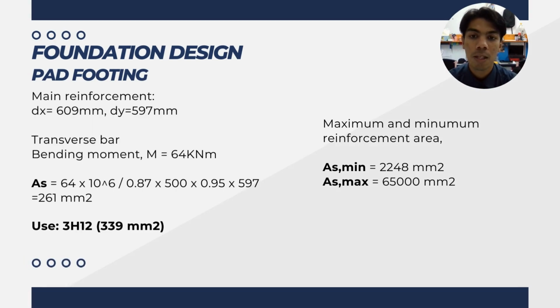For transverse bar, bending moment is 64 kN meter. AS required is 261 mm². We use 3H12. For the maximum and minimum reinforcement area, AS min is 2248 mm² and AS max is 65,000 mm².